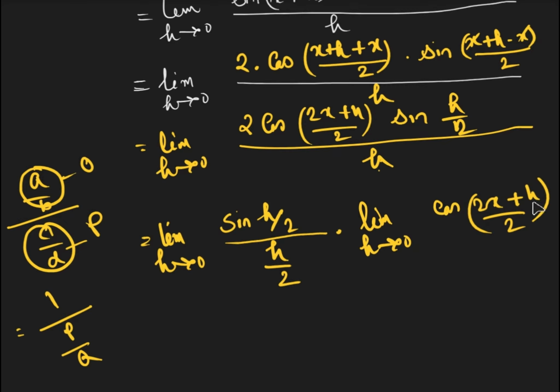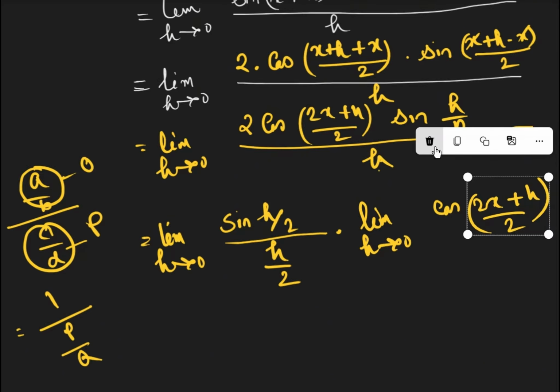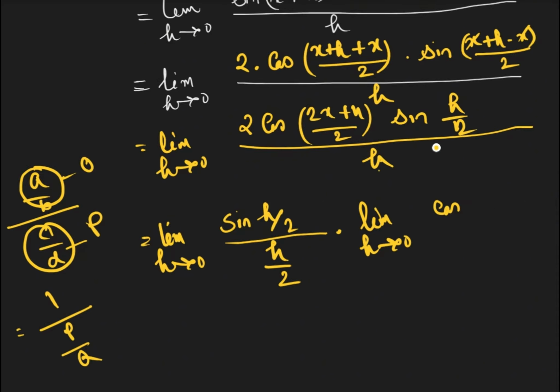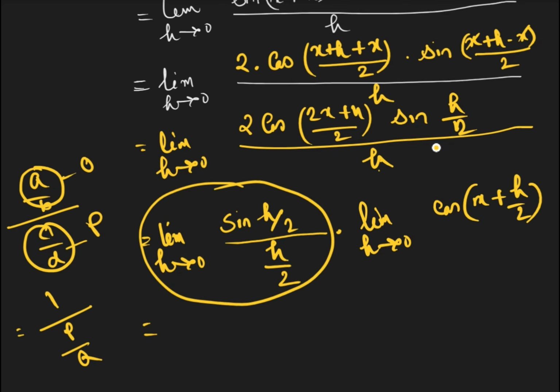Or maybe we could write down x plus h by 2, same thing, right? Why have I written this part? Because in trigonometry, we have a rule: limit theta tends to 0 of sine theta over theta is equal to 1. So we could write down here 1.